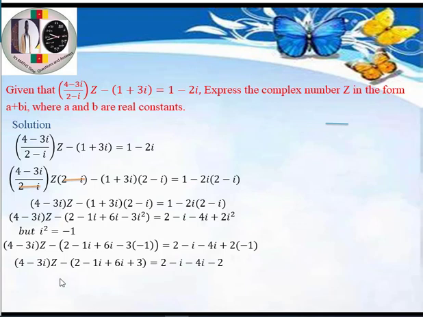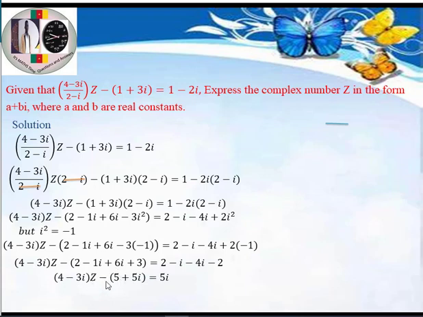So we have (4 - 3i)z - (2 - i + 6i + 3) = 2 - i - 4i - 2. To simplify, on the right hand side 2 minus 2 is 0, and -i - 4i is -5i. In the bracket here, 2 plus 3 is 5, and -i plus 6i is 5i. So we have that.